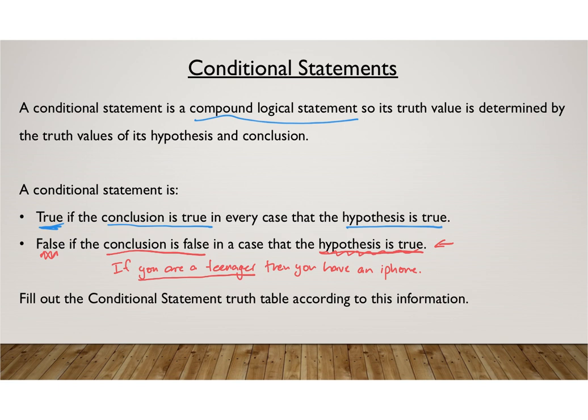However, our conclusion was false because this says you have to have an iPhone, but there were cases in each class where someone didn't have an iPhone. Therefore, this whole statement is false. Even though the hypothesis was true, all of you were teenagers, the conclusion was false because in every class there was at least one example of someone who did not have an iPhone. This is really important to picking out the true and false and keeping your eye on which one is which. If you can keep it in your head like this, you'll be doing fine.